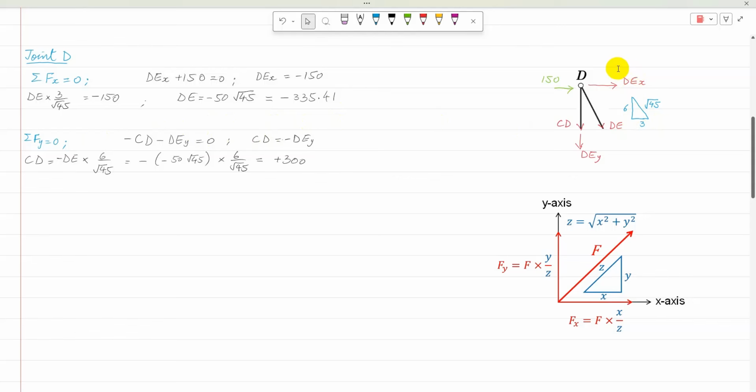Once I have DE, I go on to apply sigma Fy equal to 0. Sigma Fy equal to 0 gives minus CD minus DEY equals 0, or CD is equal to minus DEY. DEY is calculated as DE times 6 over root 45. DE is already calculated as minus 50 root 45, so by substituting the value and simplifying, CD comes as plus 300.